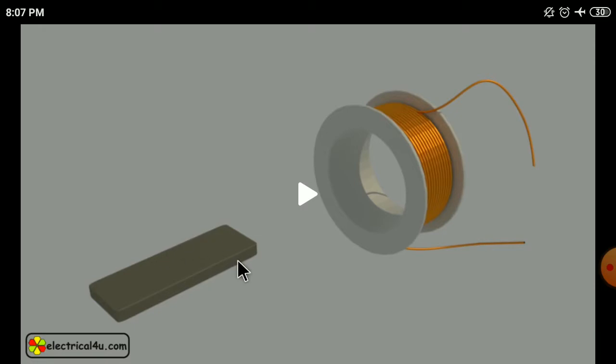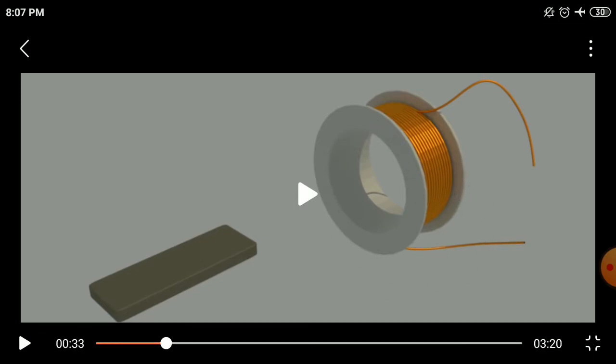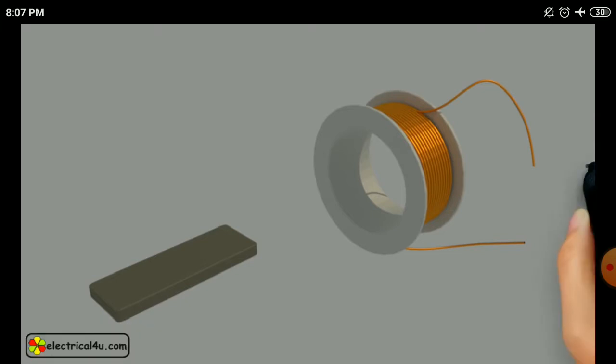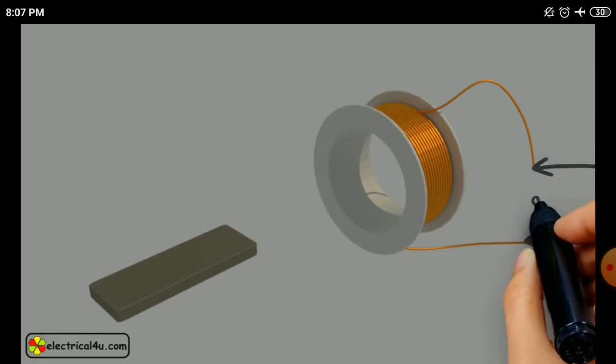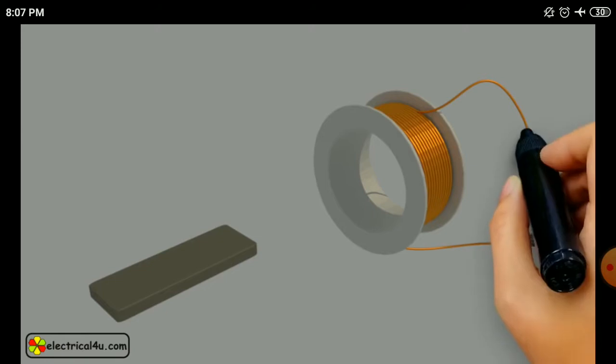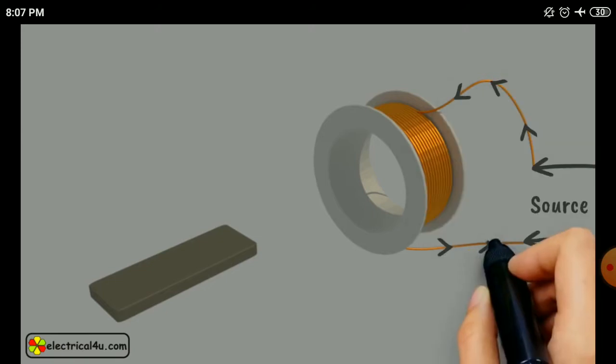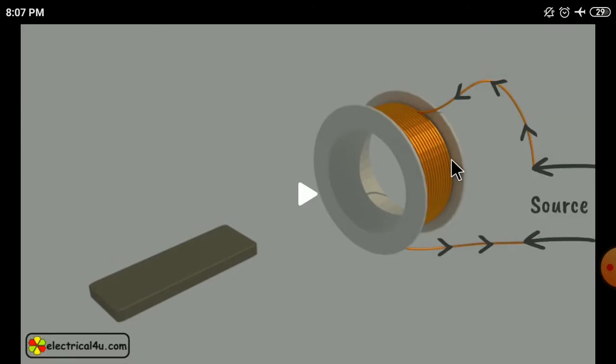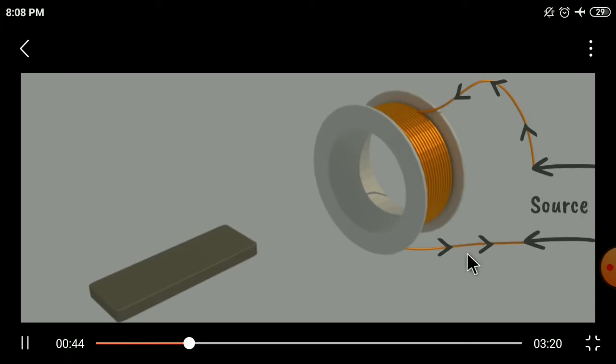Okay, this is a soft iron piece, and this is a coil. This is the coil which produces the magnetic field. Stationary coil. Let us connect this source with this coil. When the current is flowing through the coil, it produces flux. This coil is connected to the source, meaning it is connected towards the supply side only. Hence, this coil becomes an electromagnet.